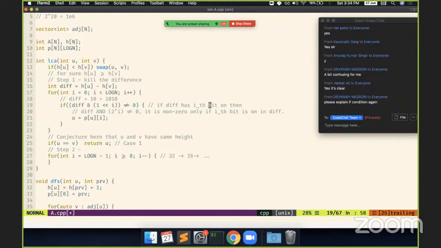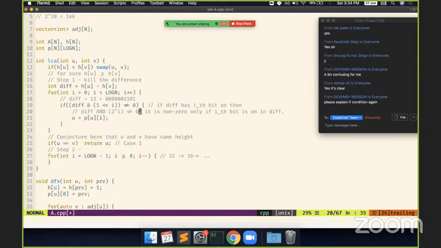Please explain the if condition again. Okay. The if condition is basically, if say the difference is 13, how does the binary representation look like? It looks like this, right? So I'm saying in the binary representation, start from the least significant bit, and that's why I goes from 0 to log n, like in ascending order. And for each bit, see if it's on in diff or not. Diff is the height difference. If it's switched on, then make that much size jump. So here I'm just trying to say, in simpler words, is the ith bit of the diff on or not?